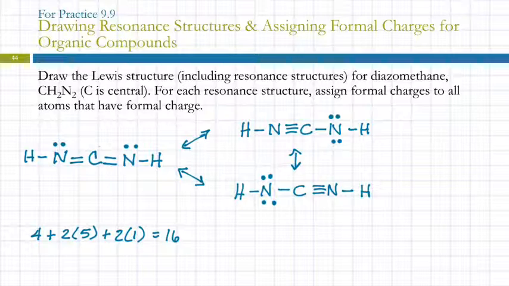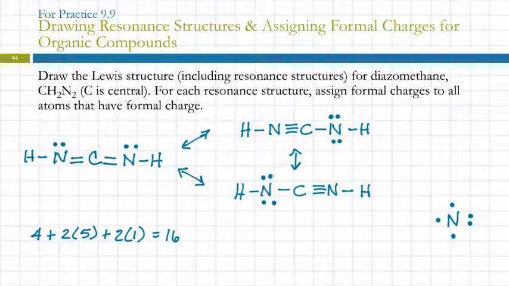Assign formal charges. We don't have to do the hydrogens, because hydrogens are always 0. How many bonds does nitrogen have when it has a 0 formal charge? If we look at nitrogen, in order for nitrogen to have a 0 formal charge, it's going to need 3 bonds. Do any of these nitrogens have 3 bonds? Yeah, this one does, and that one does. So those are going to have 0 formal charge. This one has not 3 bonds. This is going to have a formal charge.